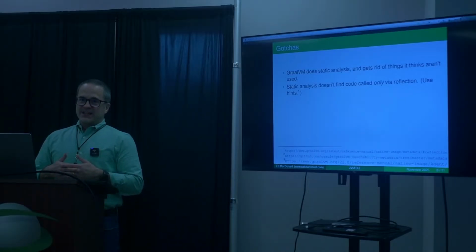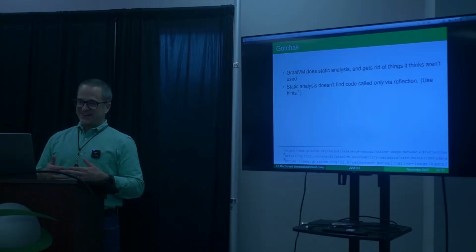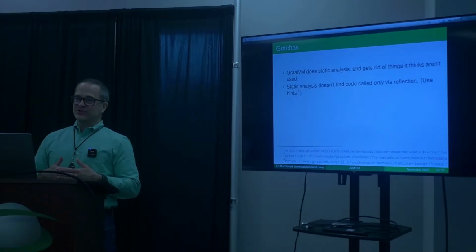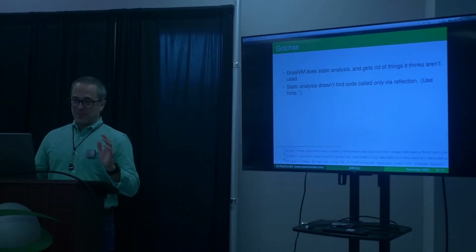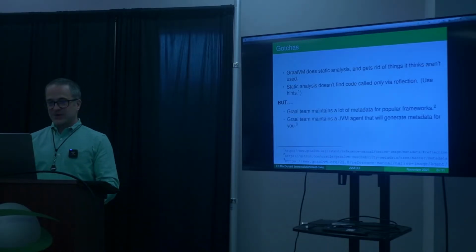So why is that a problem? Well, if you've used any amount of Java, you know that most of the frameworks are heavy users of reflection, and reflection is discovery of methods that should be called at runtime, not at static analysis. So Graal doesn't see any of that stuff. So how do you fix it?